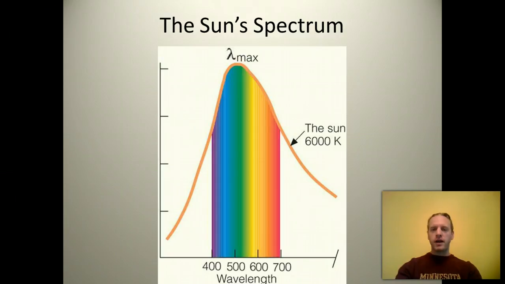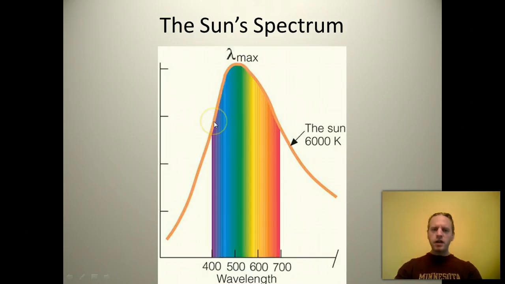So here's an example of the sun's spectrum. On this axis, we're graphing the wavelength of light, and we're concentrating mainly on the visible part of the spectrum from 400 to 700 nanometers. On this axis, we're graphing how much light the sun is giving off at every wavelength. Over here in the ultraviolet part of the spectrum, even shorter wavelength than violet, the sun's not giving off that much UV light. It's giving off enough to give us a sunburn, but not all that much here in the ultraviolet part.